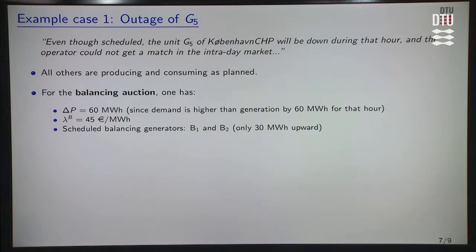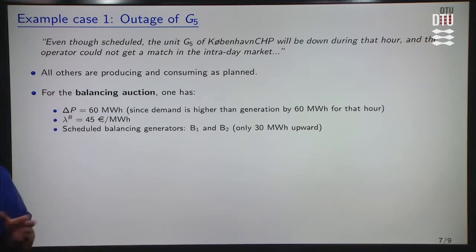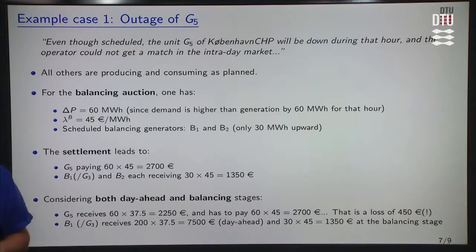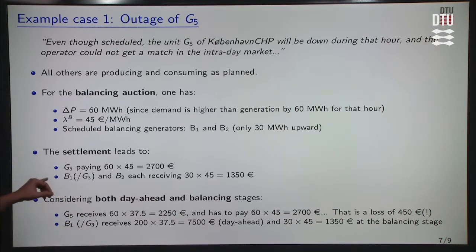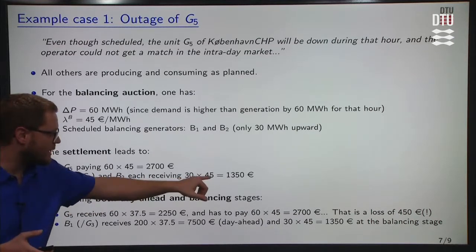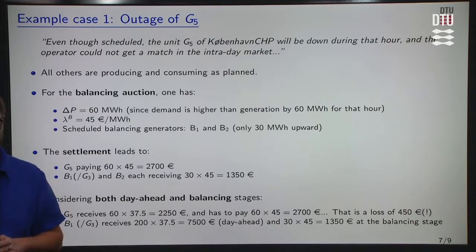Remember our first example, we had the unit G5 of Copenhagen CHP that is down during that hour, and that led to a need for upward regulation of 60 megawatt hour. The price lambda b is 45 euro per megawatt hour based on the clearing with the balancing generator offer of the previous block. The scheduled balancing generators are B1 and B2, B1 fully scheduled and B2 only 30 megawatt hour in the upward direction. In terms of settlement, we have G1, which is the unit that is placing the system in imbalance. This unit has to pay 60 times 45 equal 2,700 euro, while B1 and B2 receive 30 times 45 equal 1,350 euro.